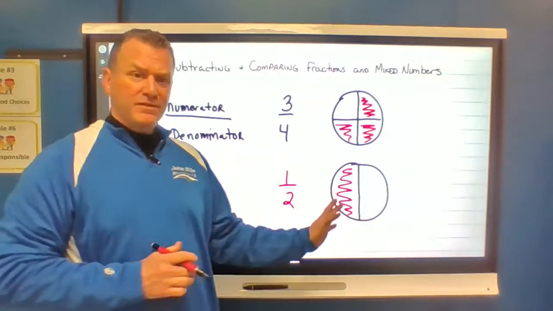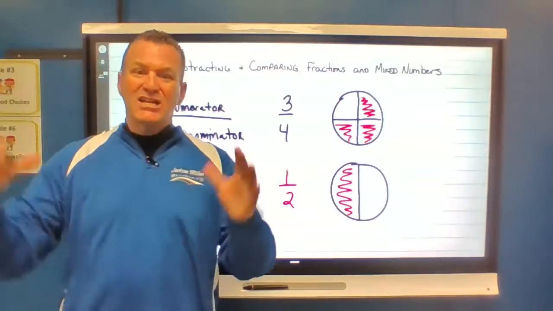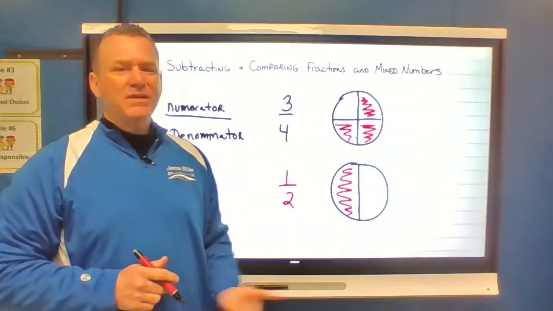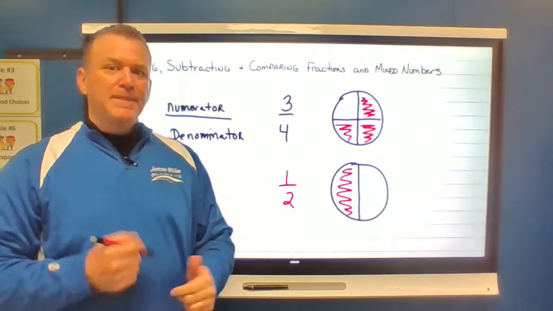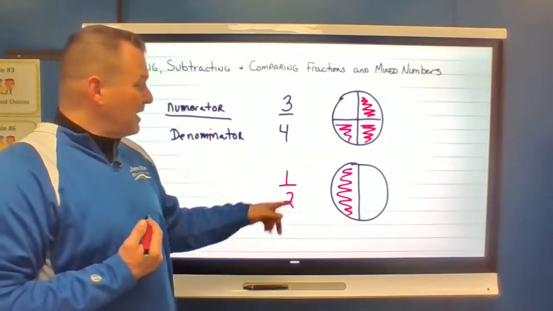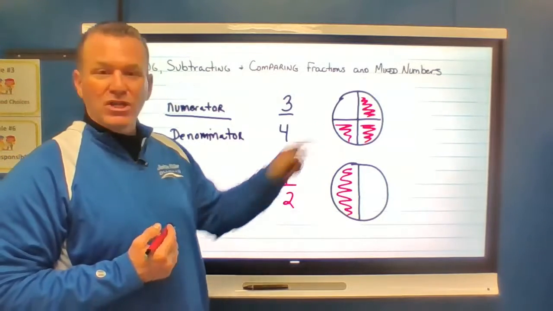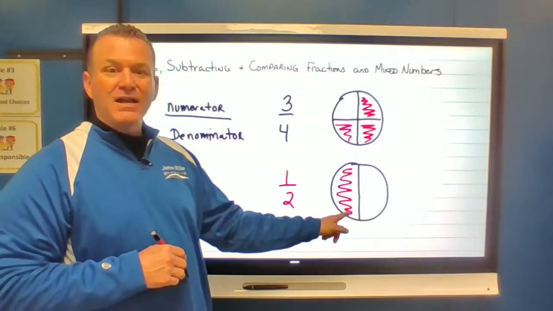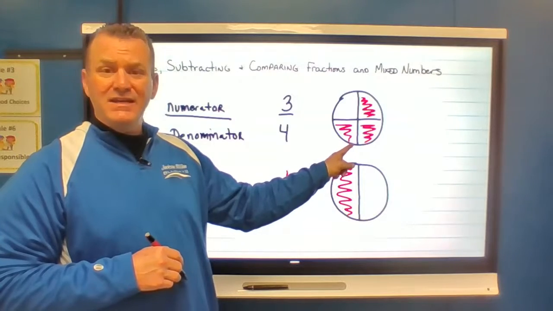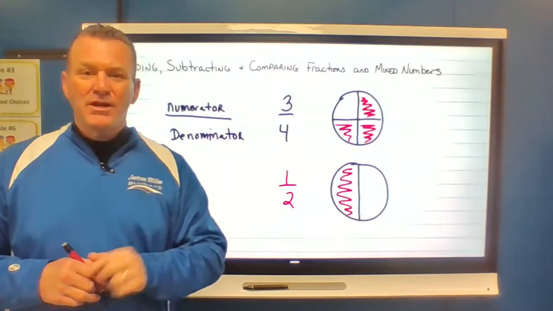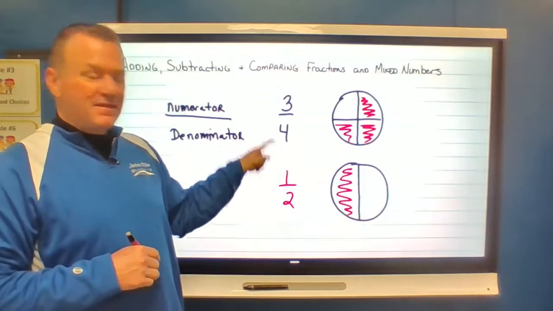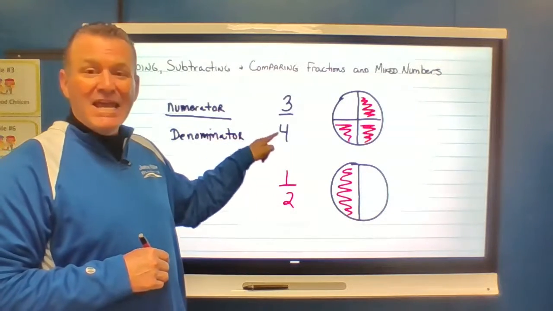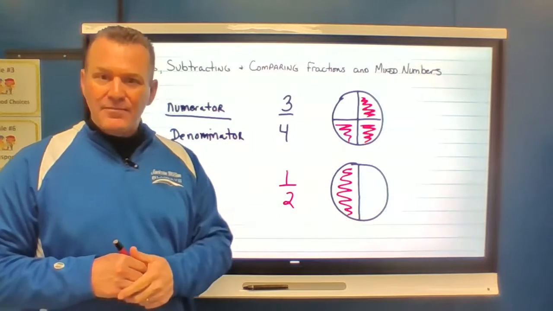Let's say these 2 pies are exactly the same size, but my pieces are not the same size. So in order for me to add them, I have to get the half to look like the fourths. I have to have it cut into the same number of pieces. That's why the denominators must be the same. I'm getting this denominator to match so that I can add them together.